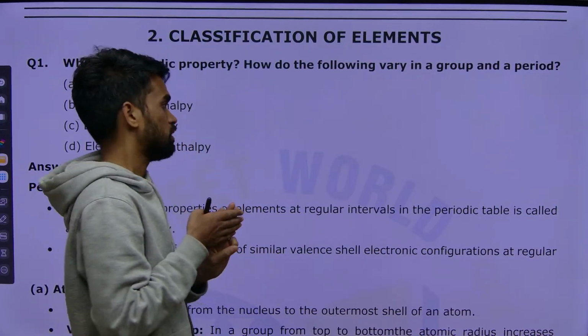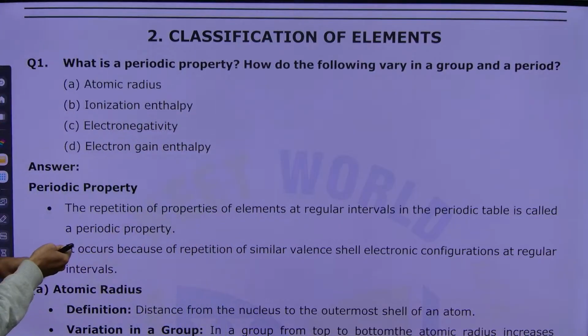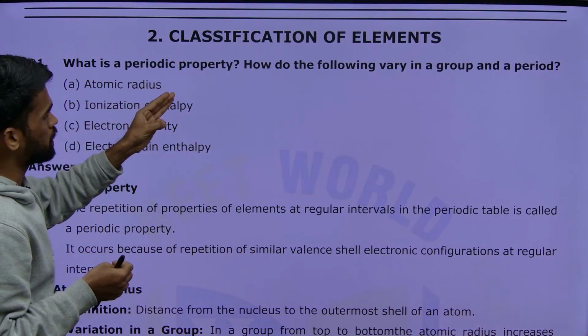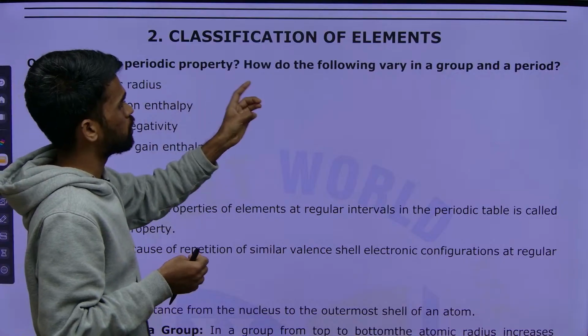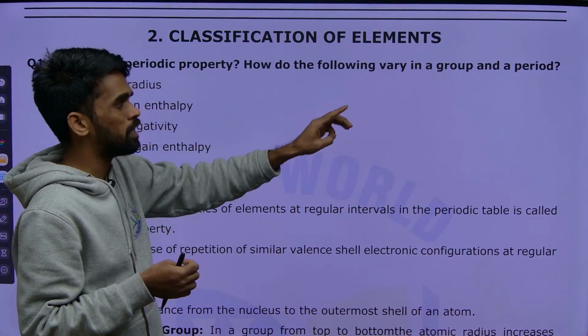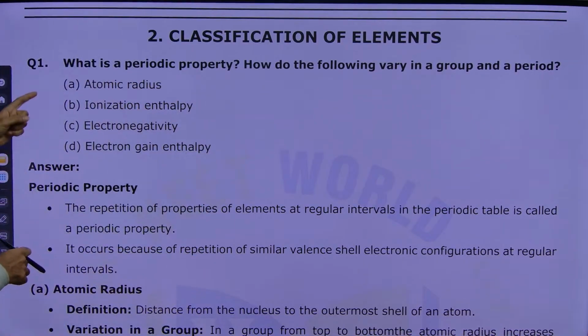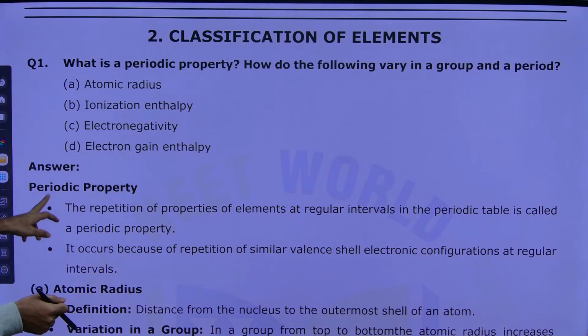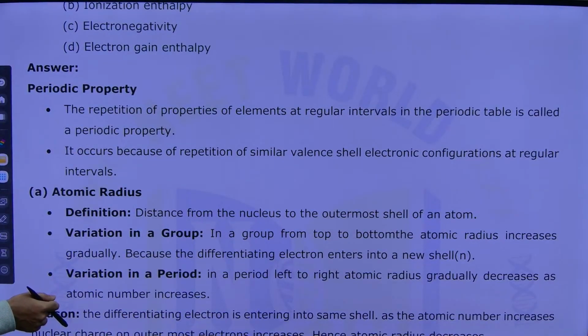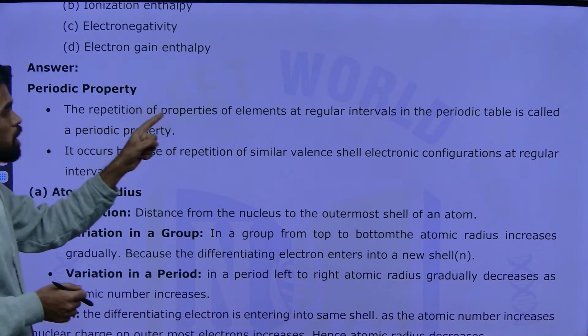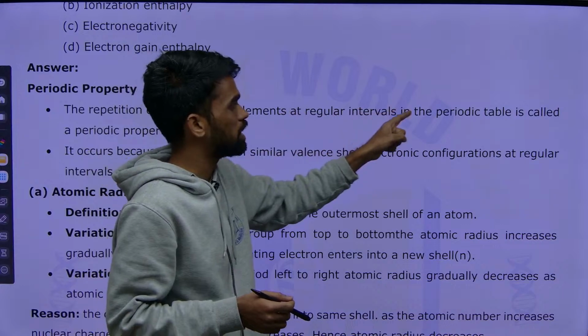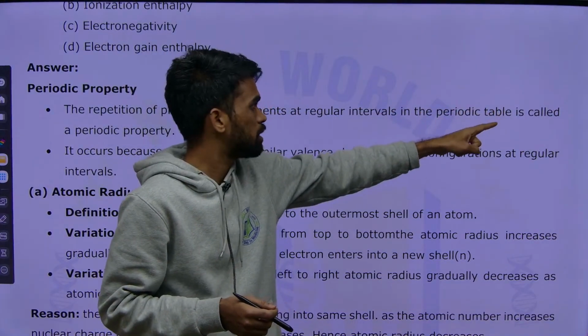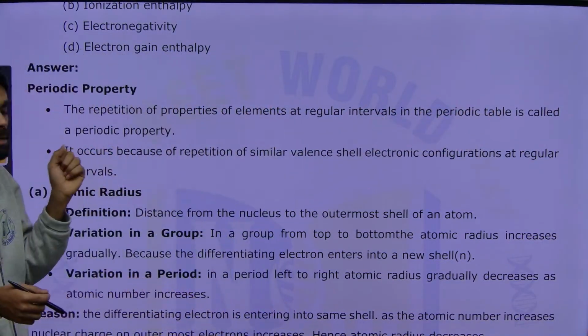Look at this. What is a periodic property? How do the following vary in a group and in a period? These are the 4 periodic properties they are mentioning, and they are asking how they vary. First of all, define the periodic property. It means the repetition of properties of elements at regular intervals in a periodic table. That is called a periodic property.